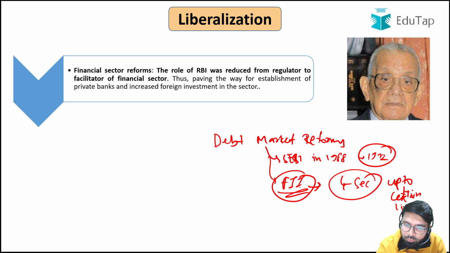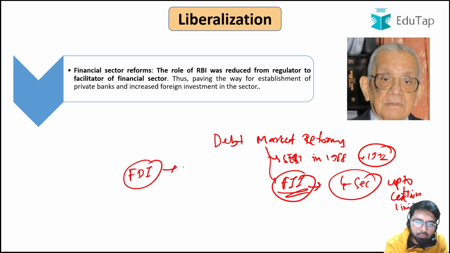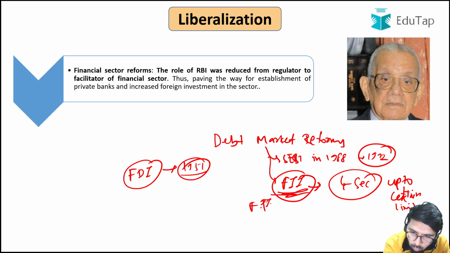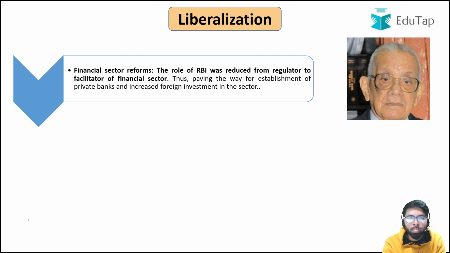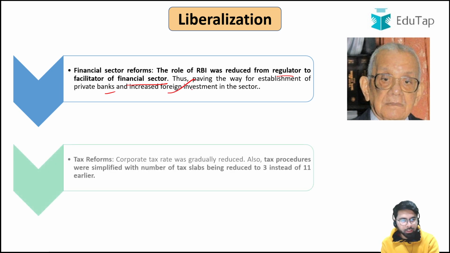So FIIs were introduced. See, FDI is as old as planning. That is, the planning measures that we have been enforcing since 1951. But FII or FPI is new with regard to the Indian market as a part of liberalization measures. So this was with respect to the debt market reforms. The role of RBI was reduced from regulator to facilitator of the financial sector, thus paving the way for the establishment of private banks and increased foreign investment in the private sector.